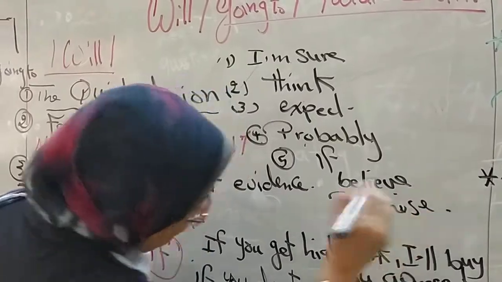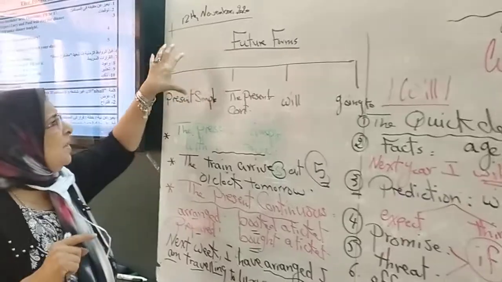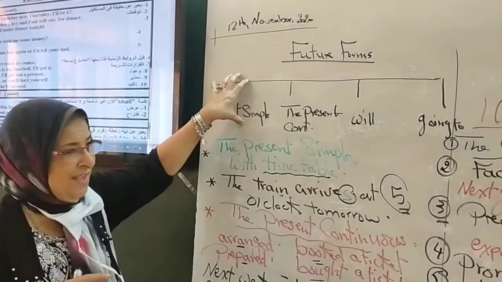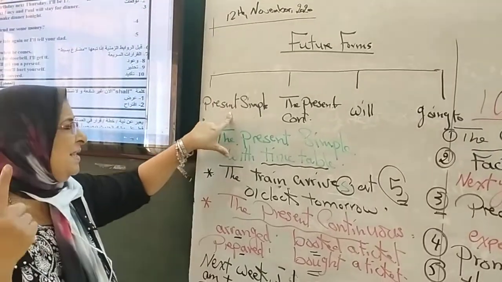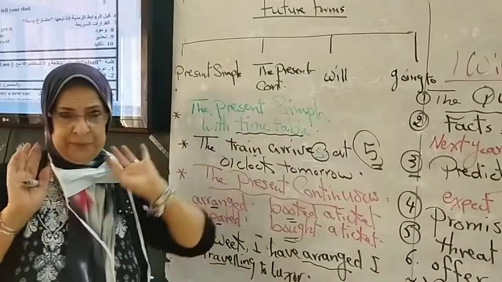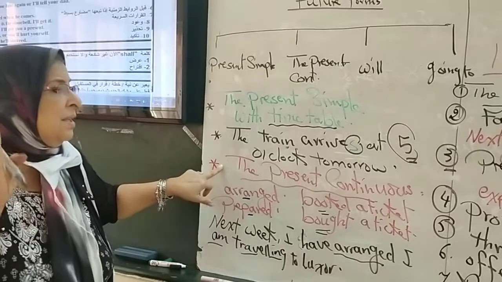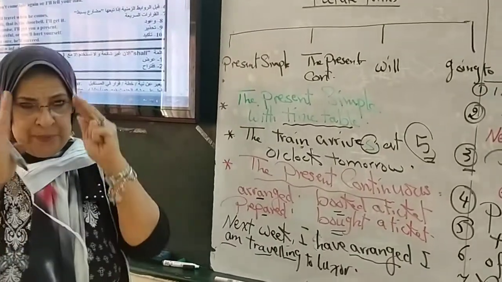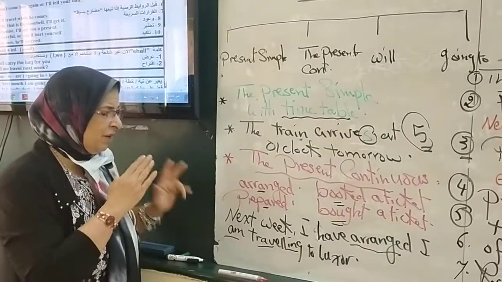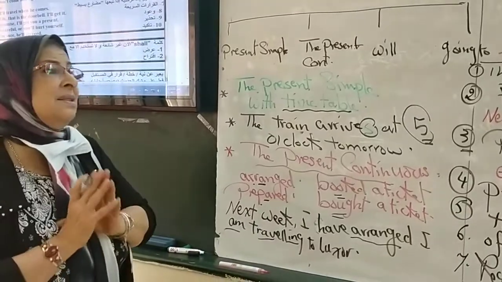Now, let me revise to you again the future forms. To express the future, we have 4 ways. Number one, we have the present simple. When do I use it, Miss? I use it if you have time table. Okay, what about the present continuous? I can use the present continuous, which is am, is, are, plus verb, plus ing, when you have in a sentence arranged, prepared, booked a ticket, bought a ticket, and so on.